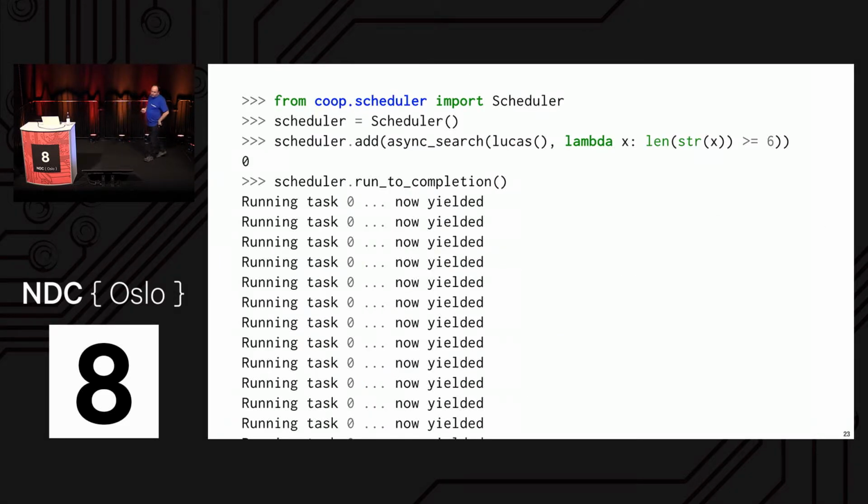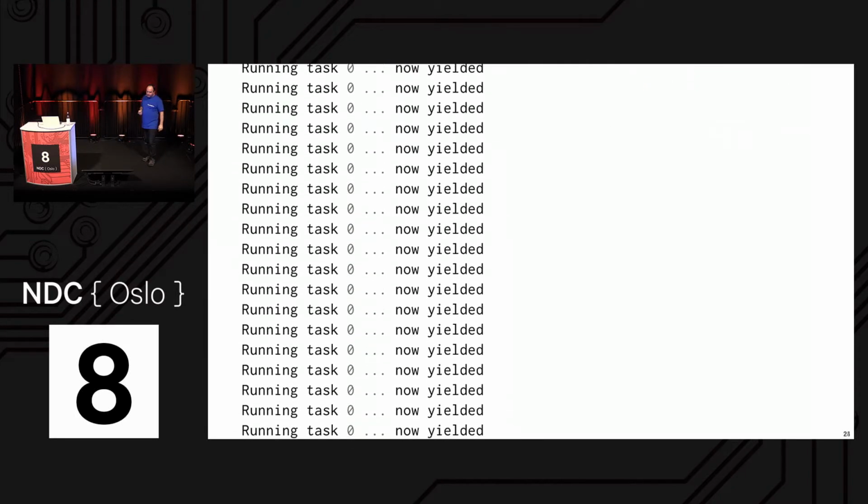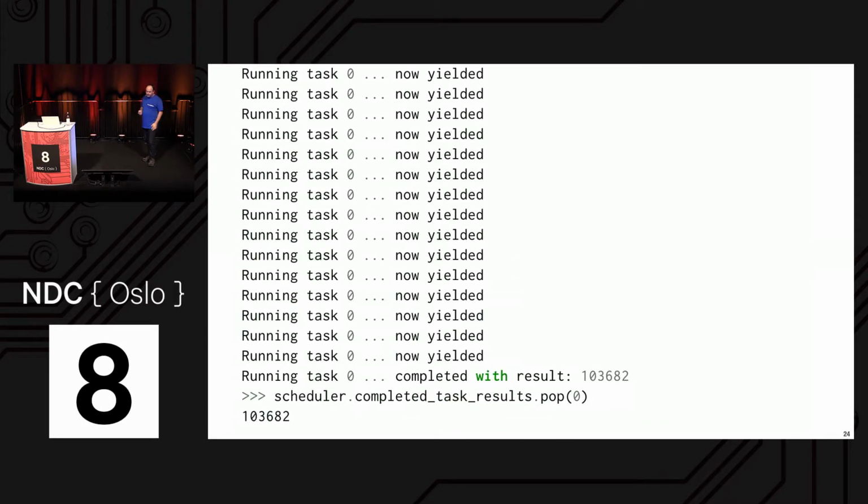So let's see what this looks like when we execute it. We import the scheduler, I instantiate the scheduler, and then I'm going to add my async search task to the scheduler. You can see there we're looking for the first Lucas number with more than 6 digits, and then I can run to completion. And you can see, because my queue only has one task in it, it's just getting popped and pushed repeatedly as we go around. You can see it's yielding every time. Eventually that task will complete, and there are no more tasks left. And we can pop the result out of the results dictionary there and get the answer. Great. We've basically written a while loop that calls next repeatedly and for as long as it can.